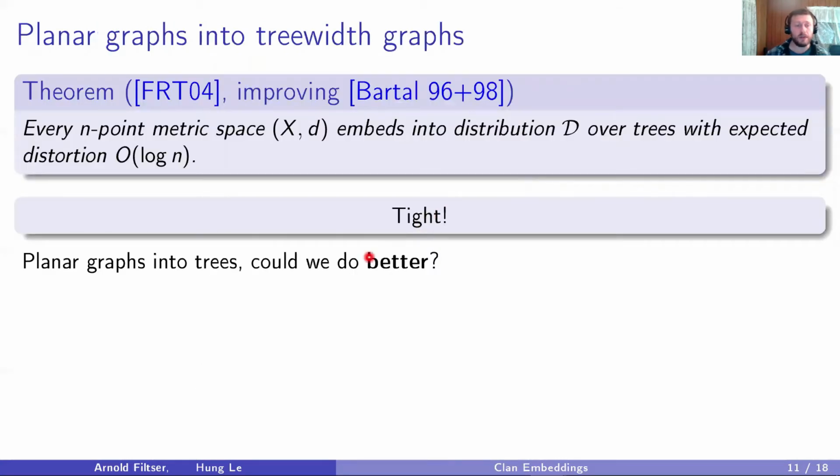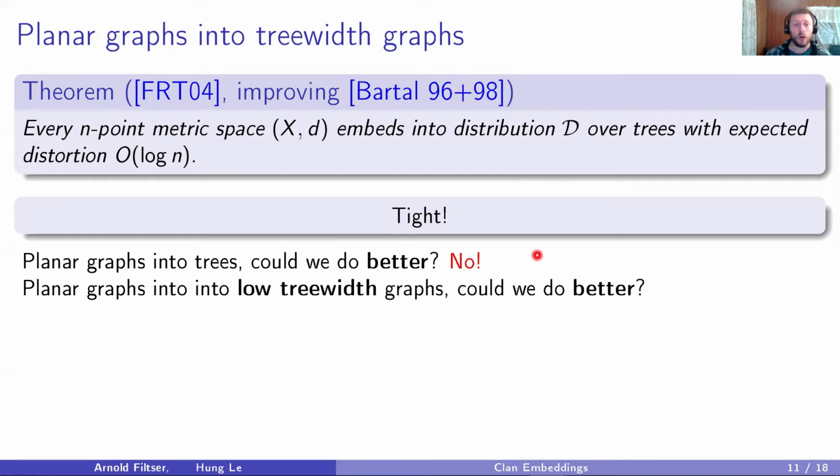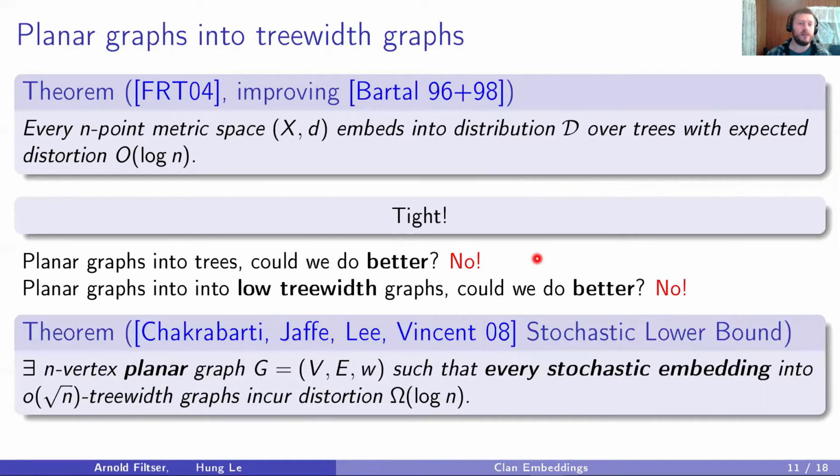Yeah, so let's get back to our problem. Suppose you have a planar graph. Could you embed it better into trees than general graphs? Unfortunately, the answer is no. What if I want to embed not into trees, but into low Treewidth graphs, which are supposed to be more representative than trees? Could you do better? And the answer again is no. Specifically, as Chakrabarty et al. showed, there is some specific n vertex planar graph G, such that every stochastic embedding into graphs of Treewidth smaller than square root n must have expected distortion at least log n. This is unfortunate, and this seems to close the question.